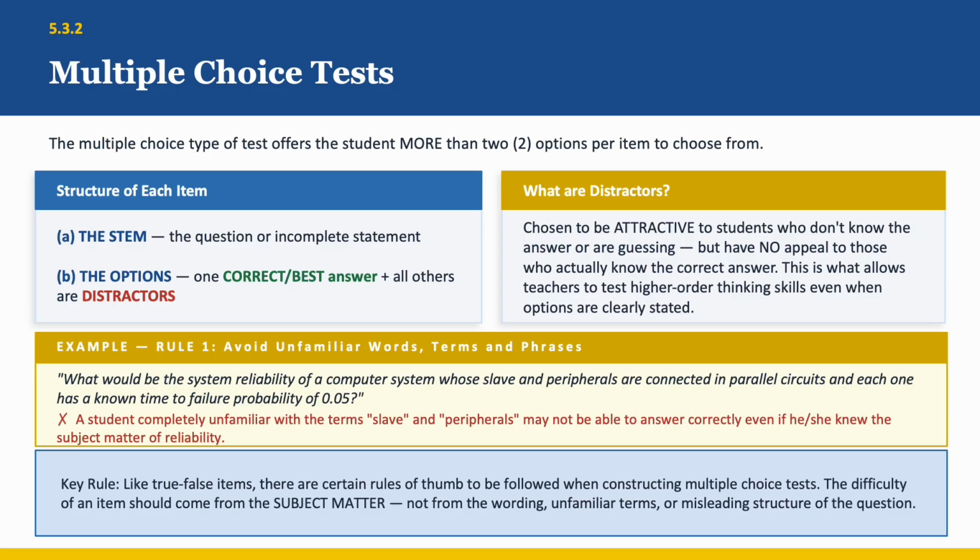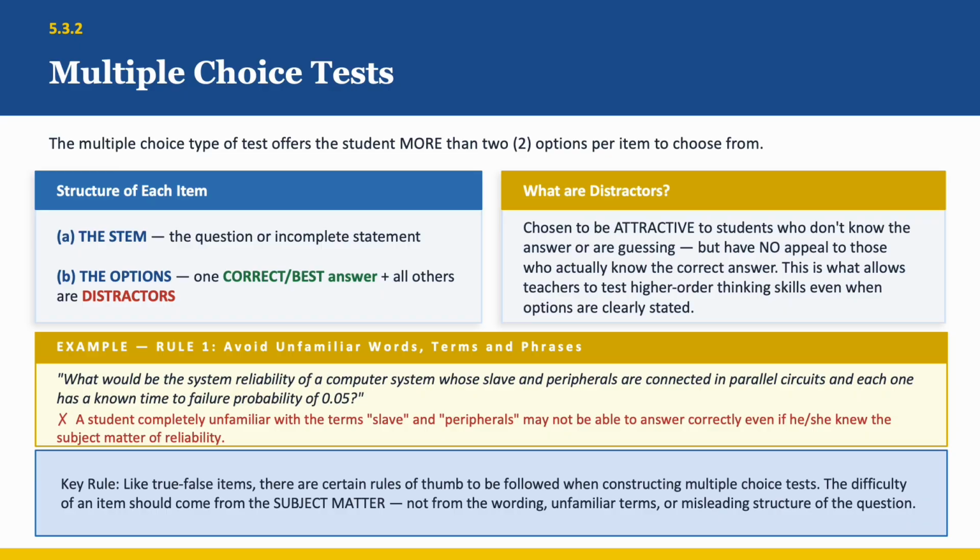Okay, we are now moving into one of the most widely used test types in education, the multiple choice test. So unlike the true or false test, multiple choice gives students more than 2 options to choose from, and that alone already reduces the guessing advantage significantly.